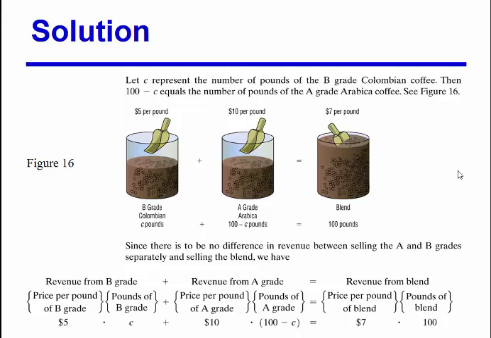And you can see figure 16. So $5 per pound, C pounds, $10 per pound, 100 minus C pounds, and that's going to be equal to the $7 per pound, which is the 100 pounds that we want.